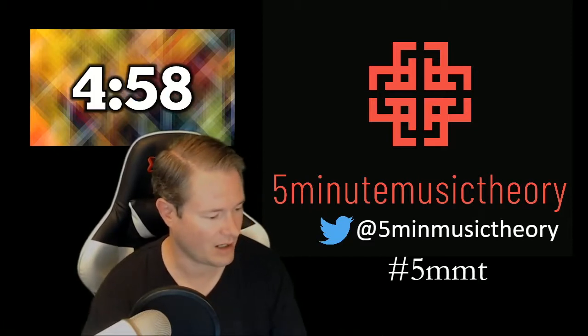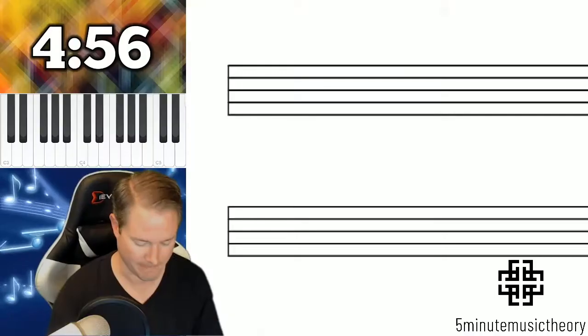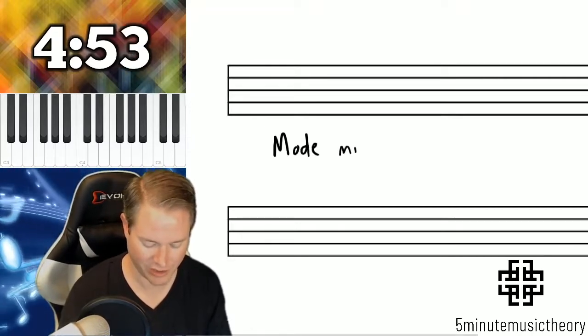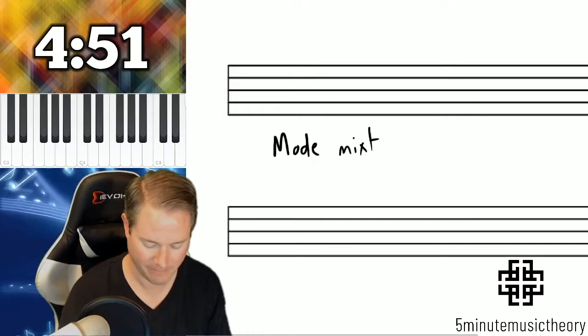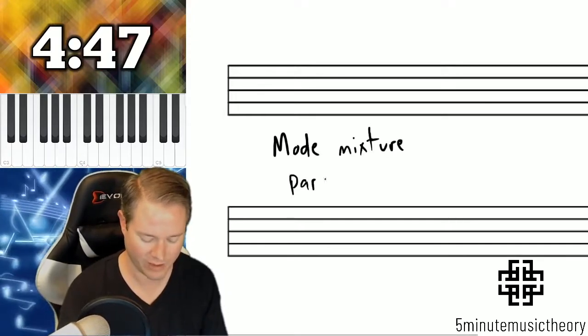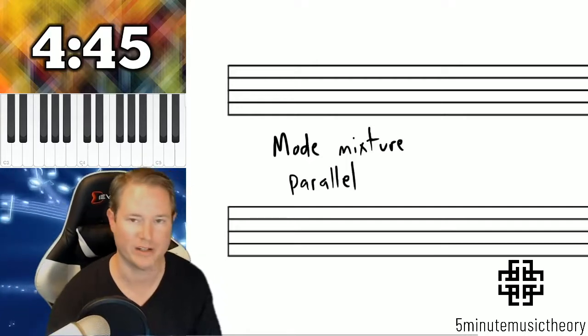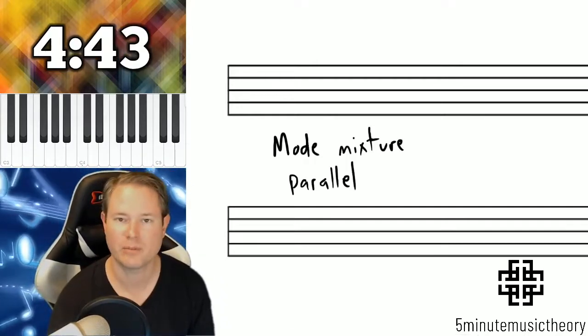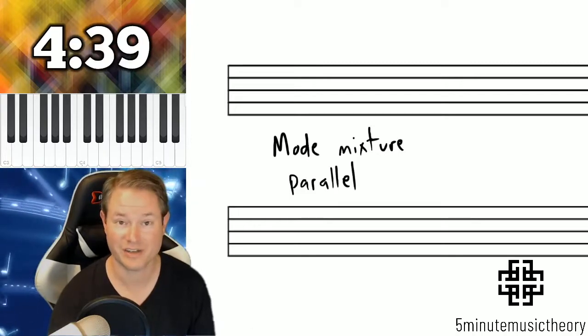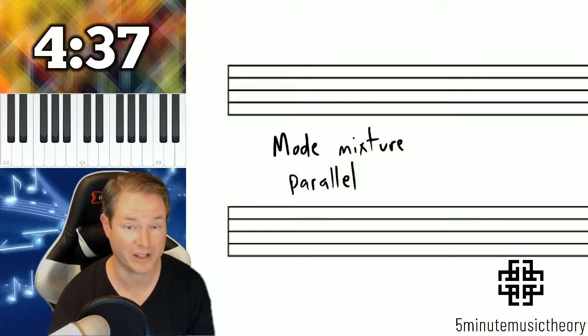In this video, we're going to talk about the concept of mode mixture. So mode mixture, if you ever hear just mixture, it's assumed that it's mode mixture. And what mode mixture is, is borrowing from what's known as the parallel major or minor. We already know relative major or minor. Relative is when they share the same key signature. Parallel is where they share the same tonal center, like C minor and C major.